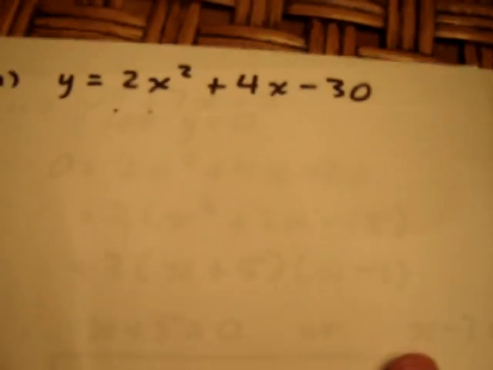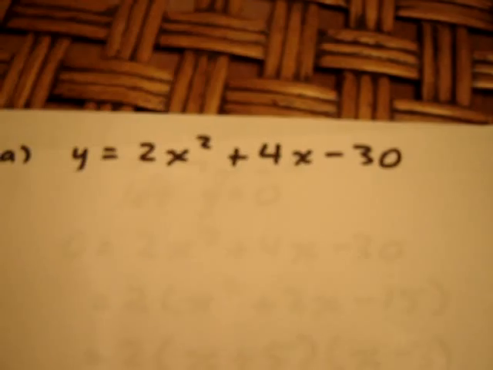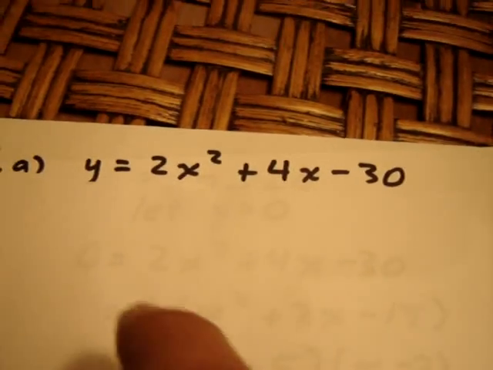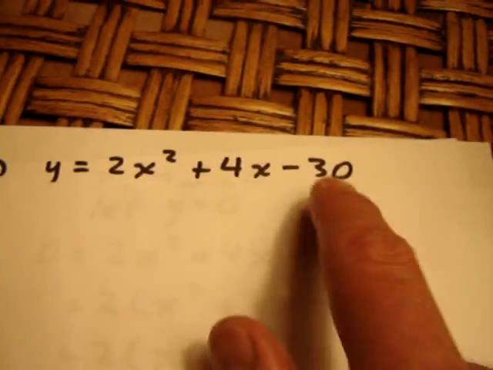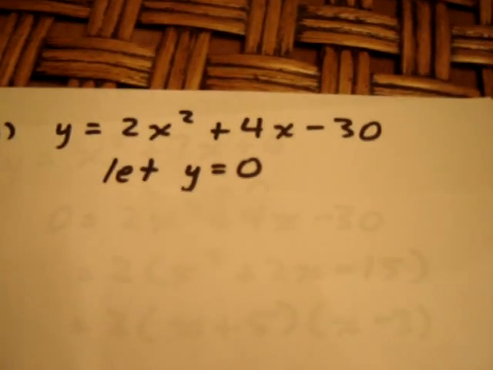Well, what we're going to do is factor them. Now let's think about what it means to be a zero. What it means to be a zero is similar to what it means to be an x-intercept or a root. What it means is when y equals 0, what will x equal? Well, the way we do that is to let y equal 0.